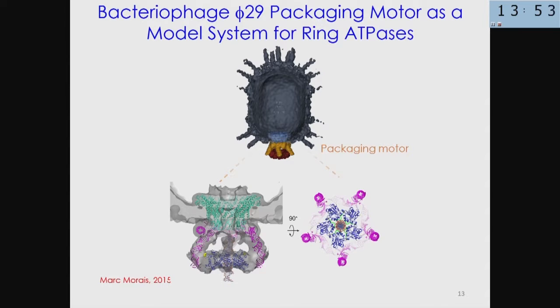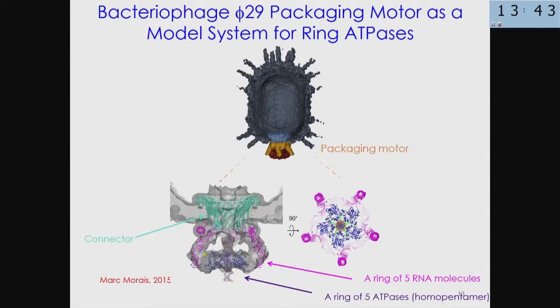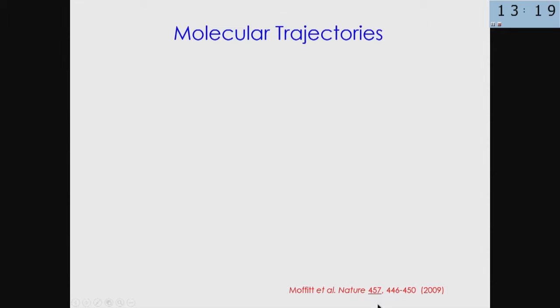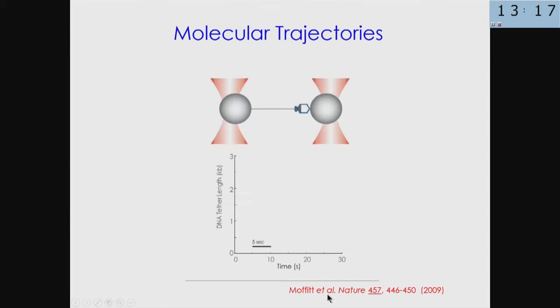Today, I'm going to tell you about a motor that sits at the base of a virus. This bacteriophage, a small virus that infects bacteria, is called Phi29, and it has a motor at the base. I'm going to show you here, in blue, a ring of 5 ATPases. It's a homopentamer, and these 5 ATPases hydrolyze ATP and pump the DNA into the capsid of the virus. So these are the cylinders of the engine, if you want. And so we think of our motor as a 5-cylinder engine, right? 5 identical ATPases.